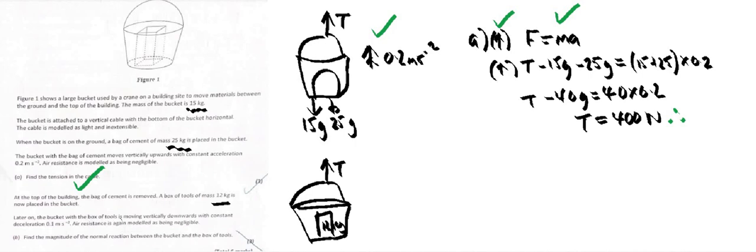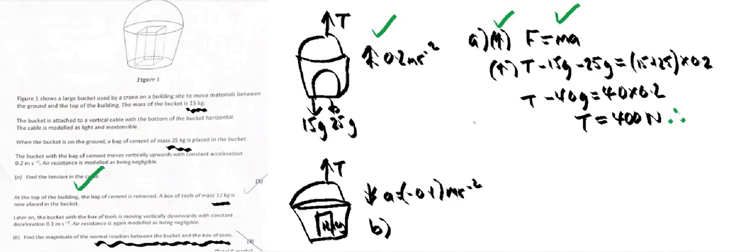The bucket with the box of tools is moving vertically downwards with constant deceleration. So it's moving downwards, but the acceleration is minus 0.1 because in the downward direction it's deceleration. Right, now I need to find the magnitude of the normal reaction between the bucket and the box of tools. So actually I'm just looking at this reaction here between the floor and the box of tools.